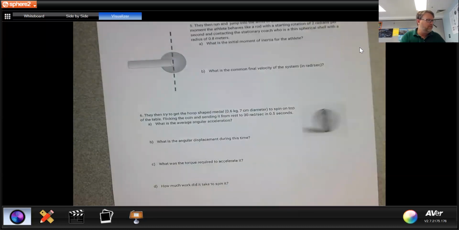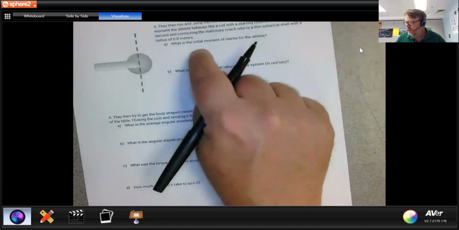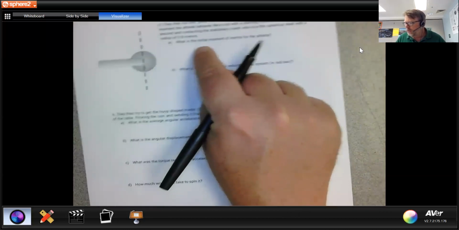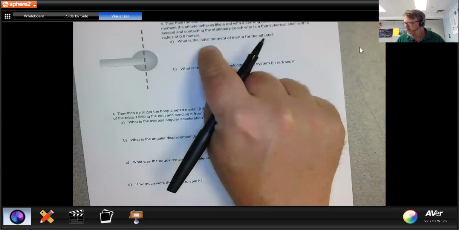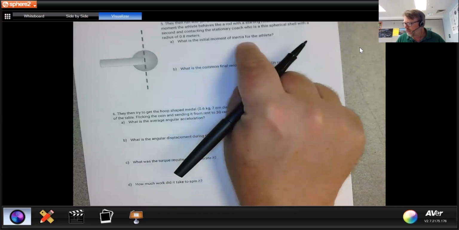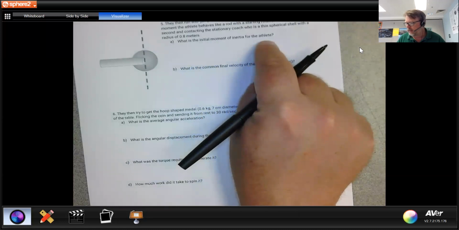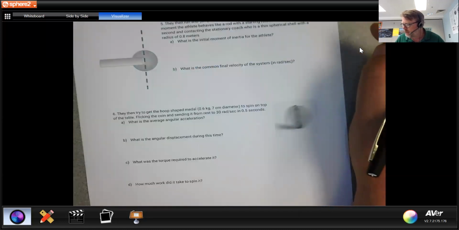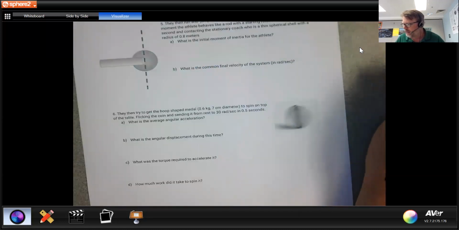All right, moving on from there, last page. All right, what is the initial moment of inertia for the athlete? I don't know why it was so hard for me to read that. What was the initial moment of inertia for the athlete?